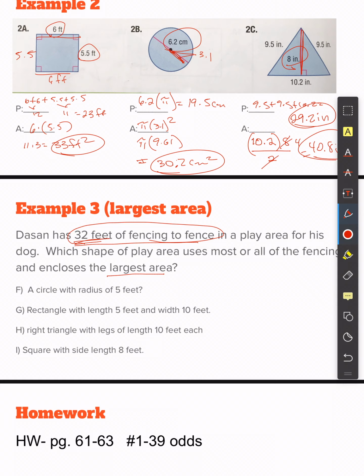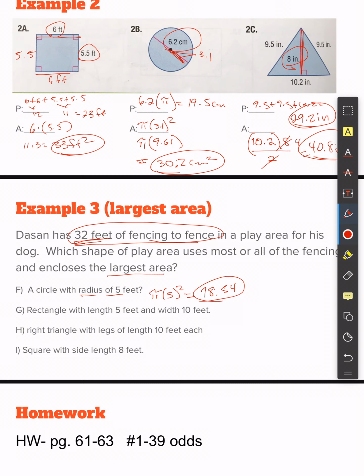So a circle with radius of 5 feet. Okay, so let's do pi. The radius is 5, so pi times 5 squared. So that's 25 pi, right? 25 times pi gives me 78.54. All right, so the circle gives me 78.54.